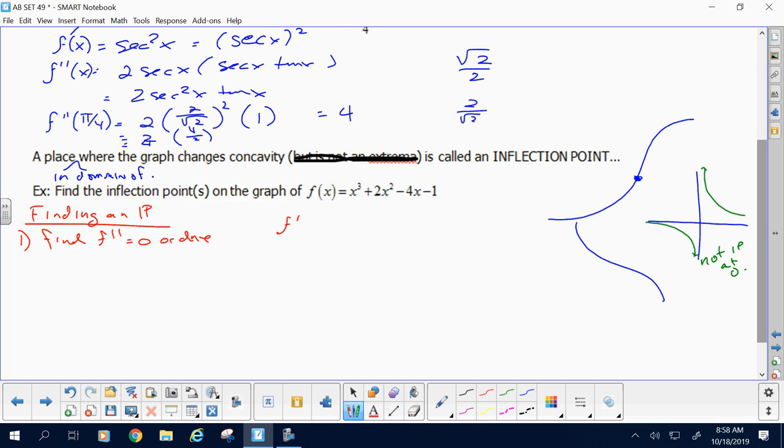So let's get the first derivative. 3x squared plus 4x minus 4, and then blow right past that into the second derivative. Second derivative is 6x plus 4. Okay, now this could change sign. The second derivative could change sign where the second derivative is 0. So now find the zeros, and that happens at negative 2/3. Now, sign test the second derivative to see if there's a sign change.